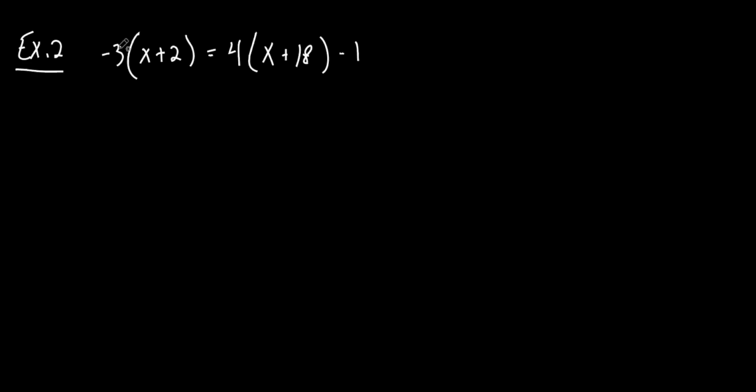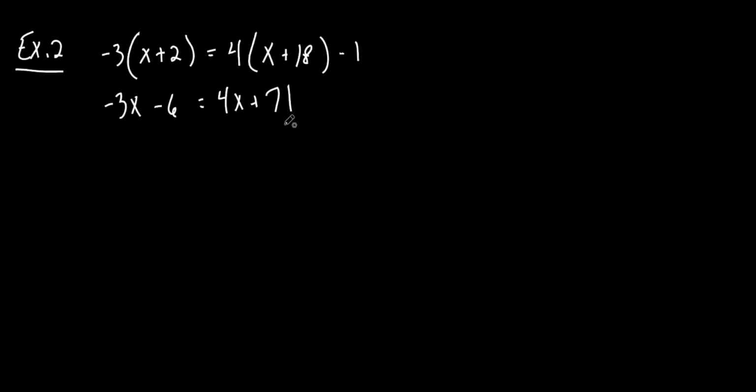Here we go. Ready? Distribute the negative 3. So I get negative 3x minus 6. Distribute the 4 through the parentheses. I get a 4x plus, what's that, 36, 72? And then you got a minus 1 right there. You might as well just fix this, right? Yeah, so that'll be a 71.